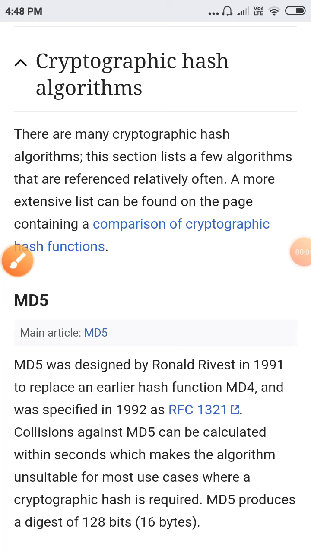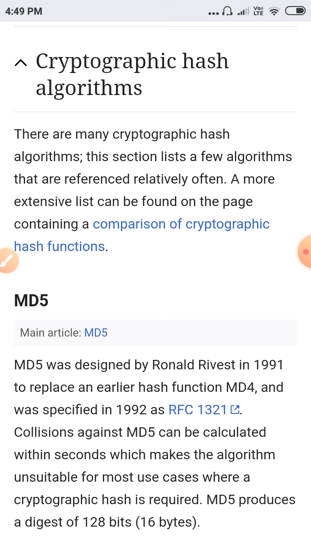Cryptographic algorithms. We have different cryptographic algorithms: the MD algorithms, the SHA algorithms, and the Whirlpool algorithm. In this, we are going to discuss first about the MD. So what is the MD? MD means message digest. Okay, message digest algorithm.